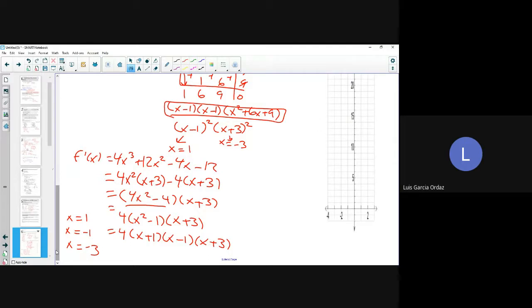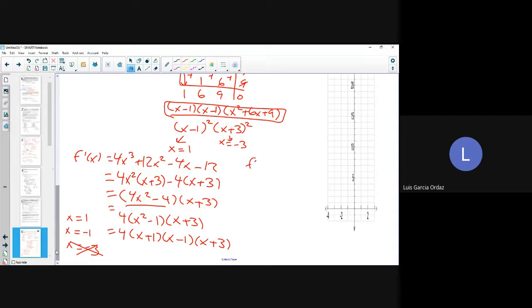Negative 3 cannot be included because it does not fall in my domain. So I know that at x equals 1, there is a minimum. I have to evaluate f at negative 1, f at negative 2, and f at 2.